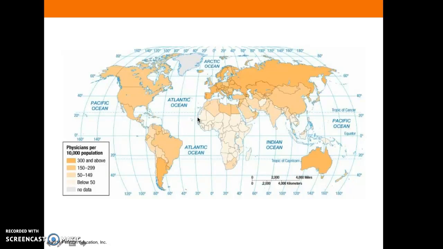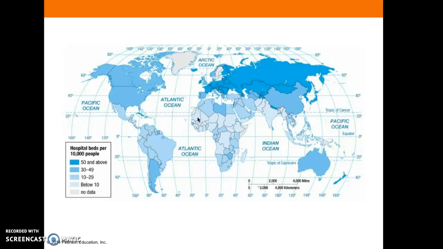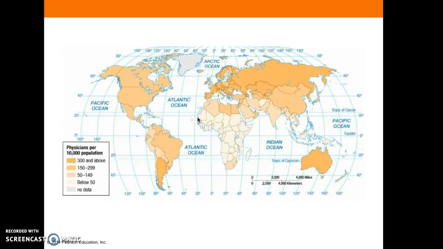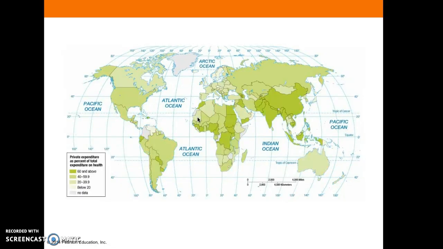If there are less than 50 doctors per every 10,000 people, then understand that access to healthcare is going to be severely limited because you don't have doctors. You also don't have hospital beds, just like in the map we're looking at. So it's not just how much money you're spending or how much your government's investing, but how many hospital beds you have and how many physicians you have to care for people. These things all make a big difference.